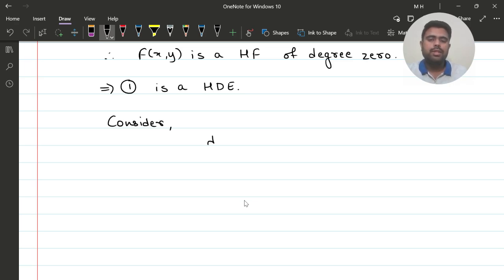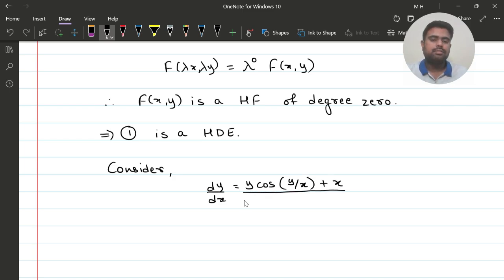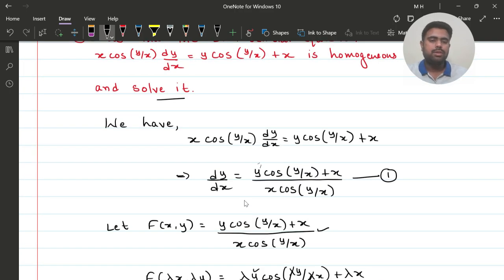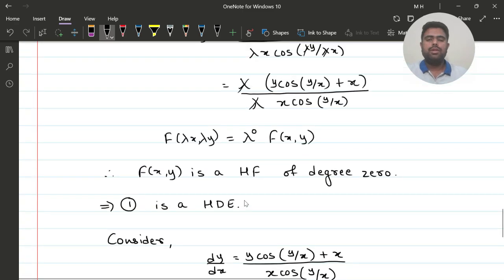Consider the differential equation dy by dx equal to y cos of y by x plus x, whole divided by x cos of y by x. Now what I'll do is follow the steps.